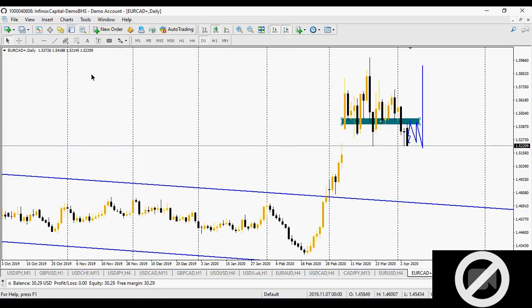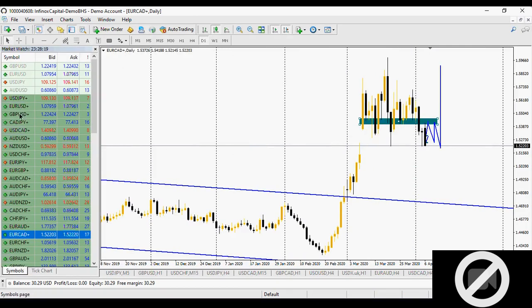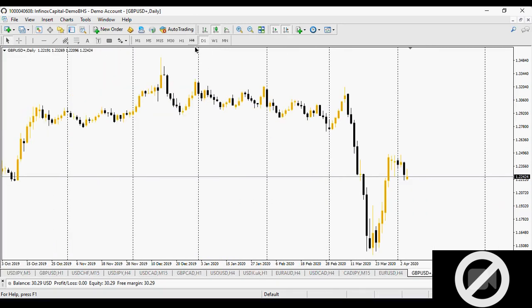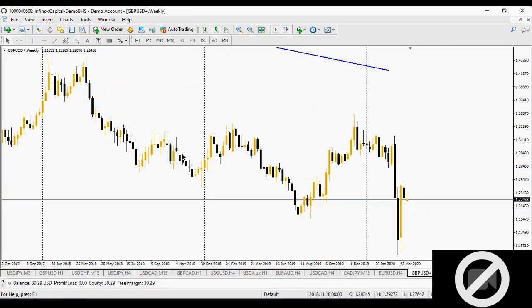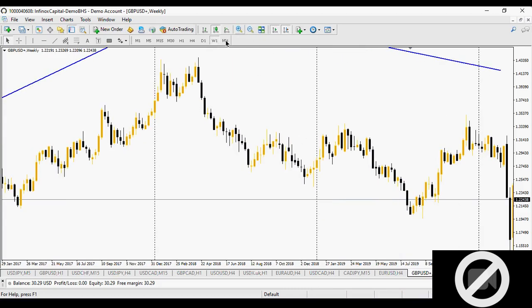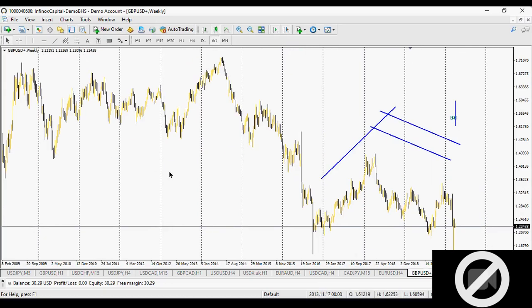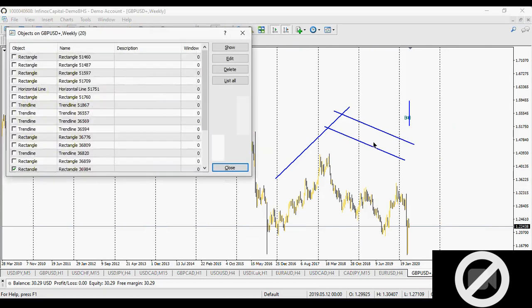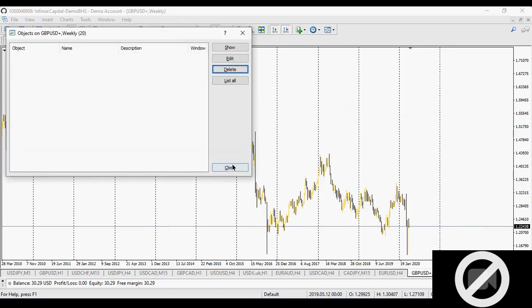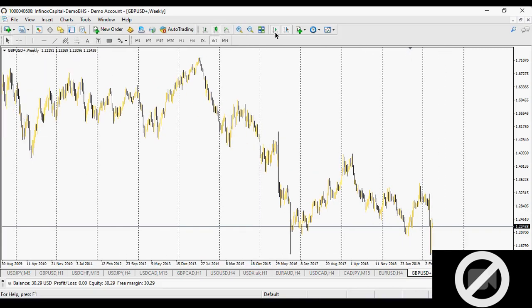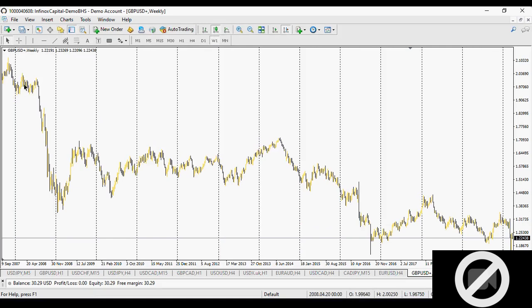Okay, let's look for more examples. More examples in the market. And take TPP USD. Okay, so just clear this screen. Now I'm going to draw some areas for you.